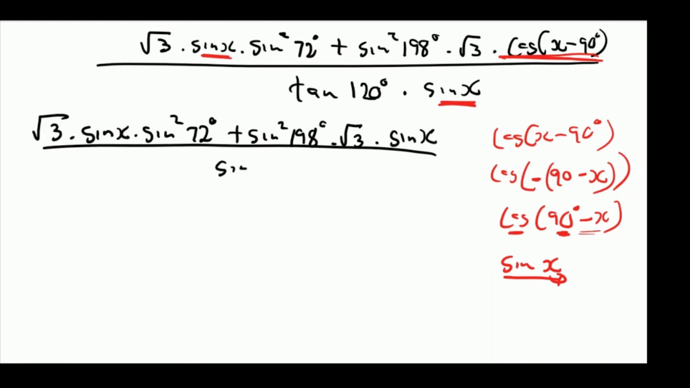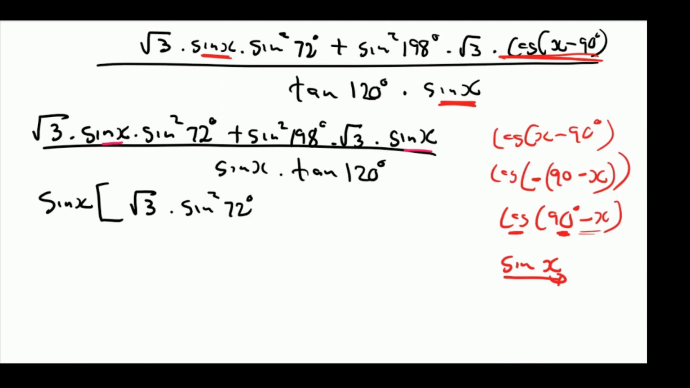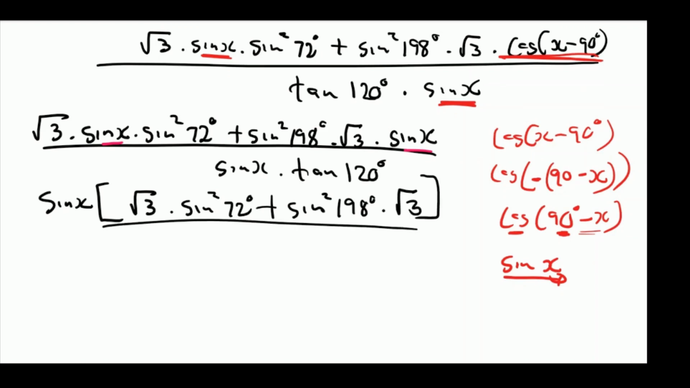Divide by sine of x multiplied by tan of 120 degrees. So let's factorize this sine of x and just eliminate it from this expression. We're going to have sine of x into the root of 3 multiplied by sine squared of 72 degrees plus sine squared of 198 degrees multiplied by root of 3, and then we divide by sine of x multiplied by tan of 120 degrees. So the sine of x will divide out, and we remain with this other expression.